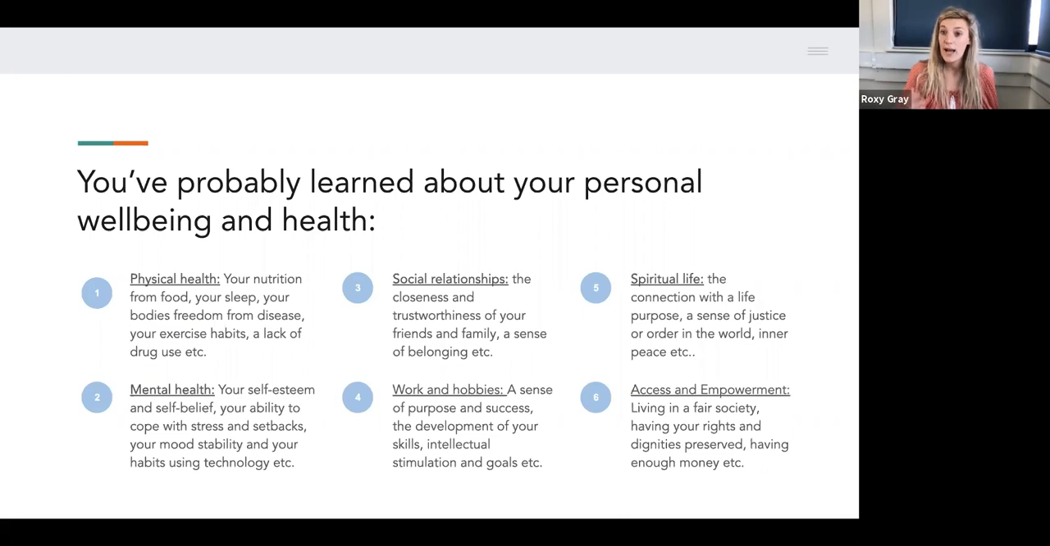And finally, at a societal level, access and empowerment. So the idea that you live in a fair society, that your rights are met through law and through culture as well, that you have a voice, that you are empowered, that you can pursue some of your goals, and also that you functionally have enough money to meet all of these other needs as well that we've just spoken about. So that's your individual well-being and health, what some of the things that make that up.